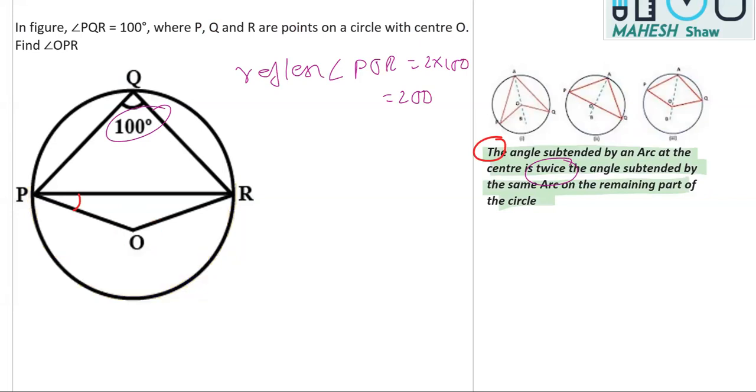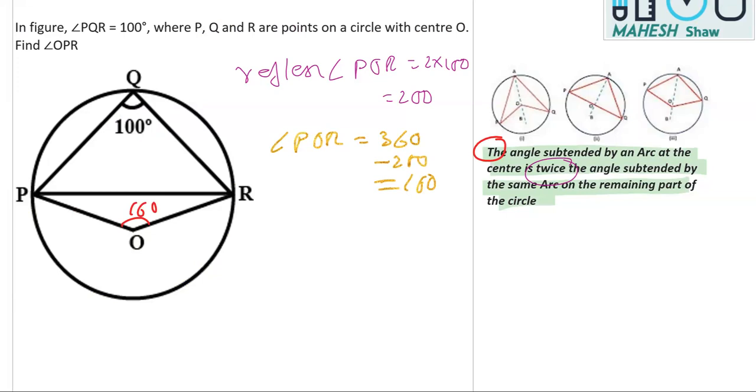Now, if you know the reflex angle as 200, clearly this angle POR will be 360 minus 200. I can write angle POR will be 360 minus 200, and that comes out to be 160.